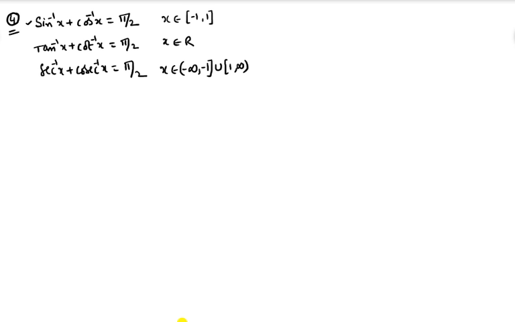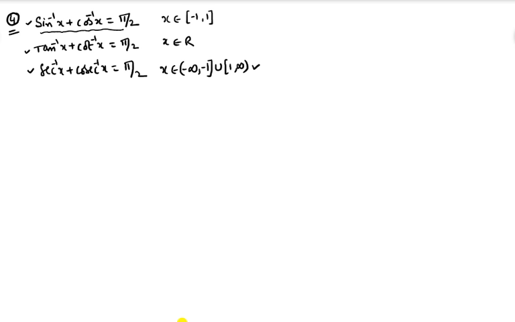See here another property. Sin inverse x plus cos inverse x is equal to pi by 2. Tan inverse x plus cot inverse x is also equal to pi by 2. Secant inverse x plus cosecant inverse x is equal to pi by 2. In this case, x belongs to minus infinity to minus 1 closed interval union closed interval 1 to infinity.